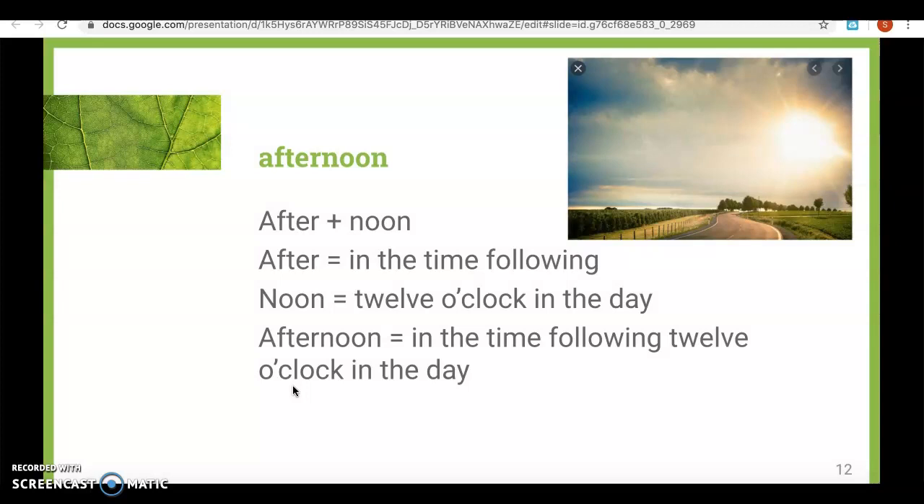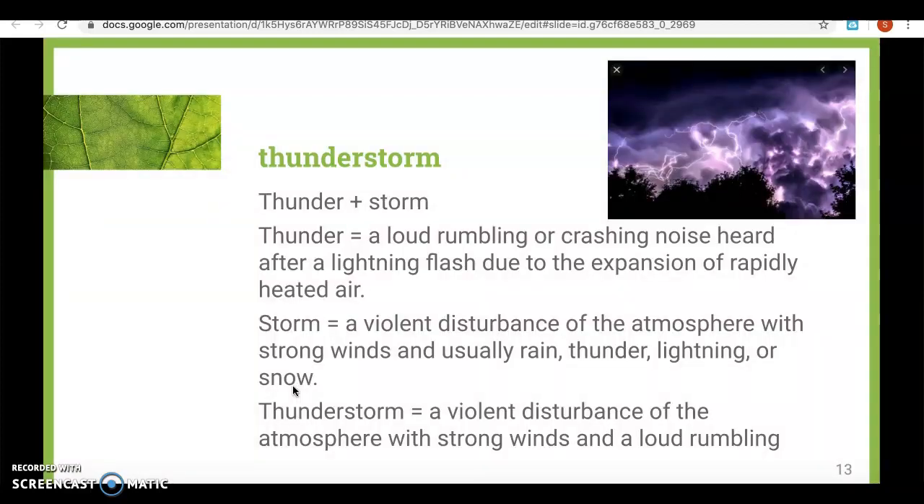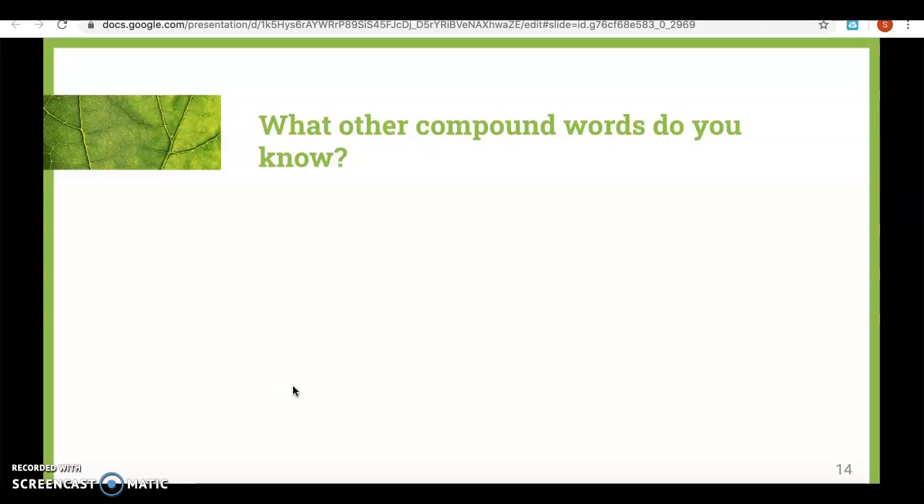After means in the time following, and noon means 12 o'clock in the day. So afternoon means the time after 12 o'clock. Thunder is a loud rumbling or crashing noise heard after a lightning flash. Storm is a violent disturbance of the atmosphere with strong winds, rain, thunder, lightning, or snow. So a thunderstorm is a violent disturbance of the atmosphere with strong winds and loud rumbling. What other compound words do you know? I'll be asking you during our Zoom meeting.